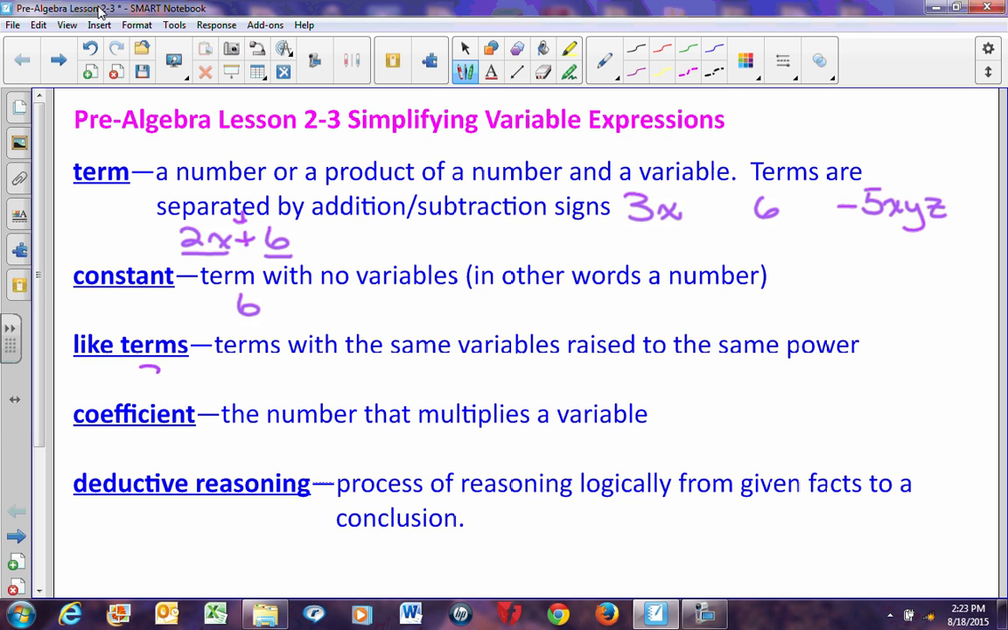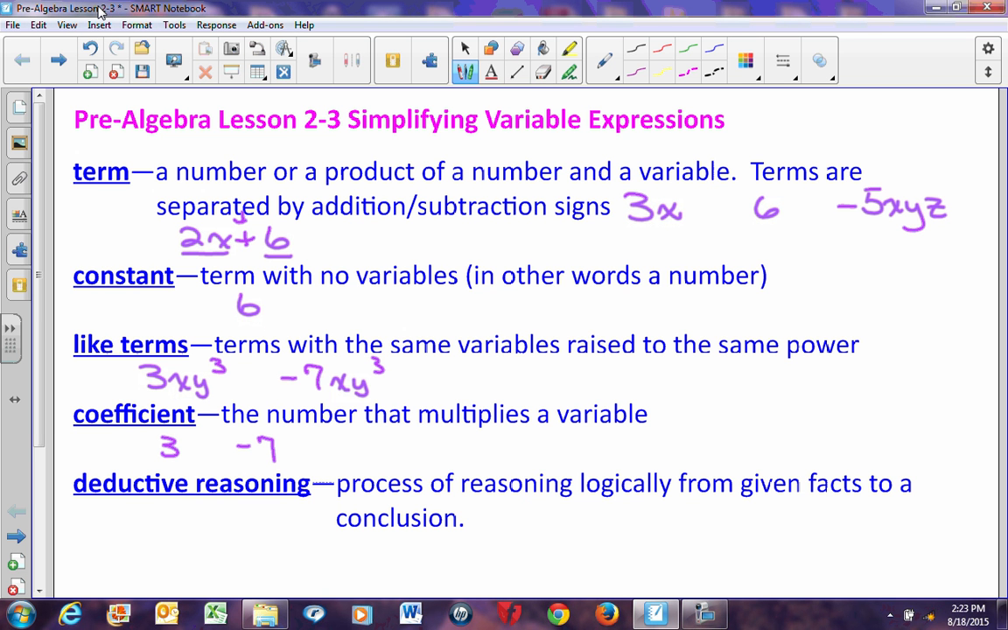For example, 3xy to the third and negative 7xy to the third are like terms because they both have an x, y to the third. The coefficient, the 3 and the negative 7, doesn't matter. It's the variables that matter. You have to have the same variables raised to the same power. They don't necessarily have to be in the same order, but they have to be the same variables raised to the same power. A coefficient is the number that multiplies a variable. So in the above example, the coefficients are 3 and negative 7.